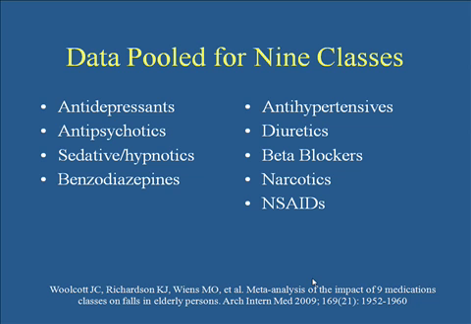And they grouped their classes a little bit differently. They had 9 classes that are listed here: antidepressants, antipsychotics, sedative hypnotics, benzos, antihypertensives as a class, and then antihypertensive they broke out as diuretics and beta blockers. And then they also looked at narcotics or opioids and NSAIDs.